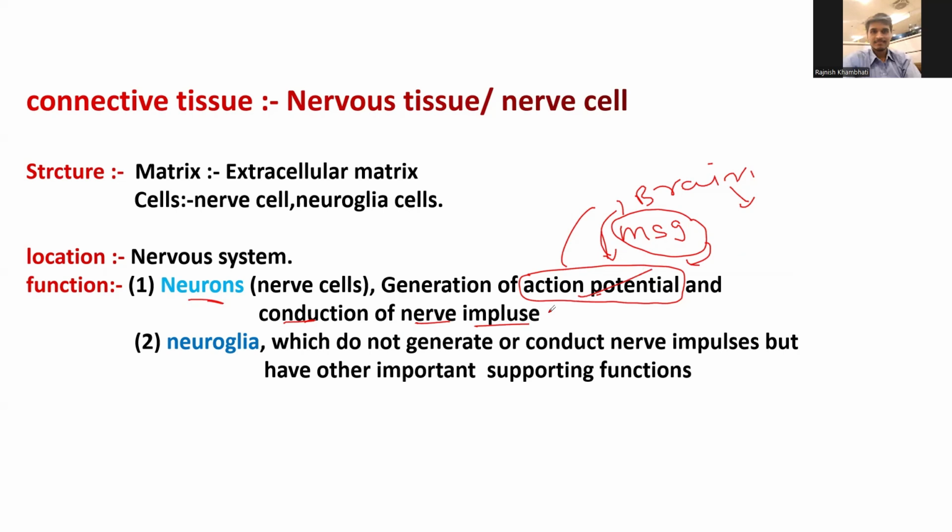So action potential means generation of the message. And when that message travels to the brain, it is known as nerve impulse. So what is traveling is nerve impulse, and what is generated is action potential. Ultimately, both are actually one thing. Then neuroglial cells do not generate or conduct nerve impulses or messages. They do not give any message, but have other important supporting functions. They support the neurons and nervous system. That's it. Next.